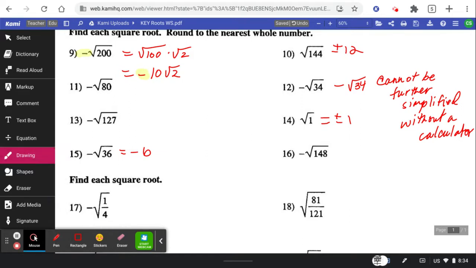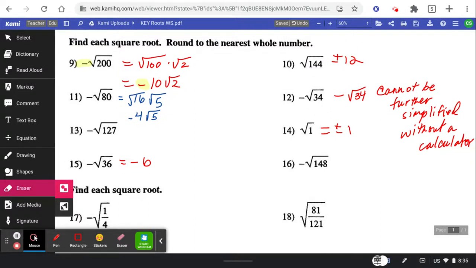Okay, negative root 80. When you look at this, you think to yourself, what perfect squares can go in? Can 9 go in? Can 16 go in? Yeah, the square root of 16 is just 4 root 5. Is this a plus or minus 4 root 5, or look what was originally there? Oh, no, there is a negative already there, so it makes my answer negative.